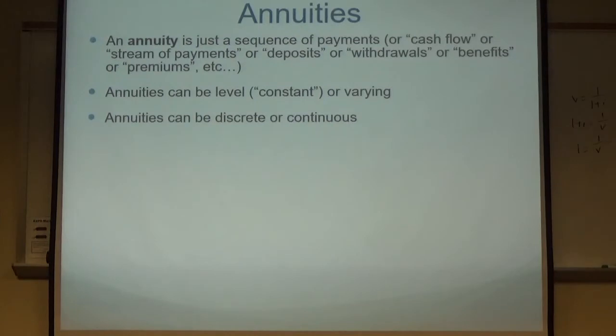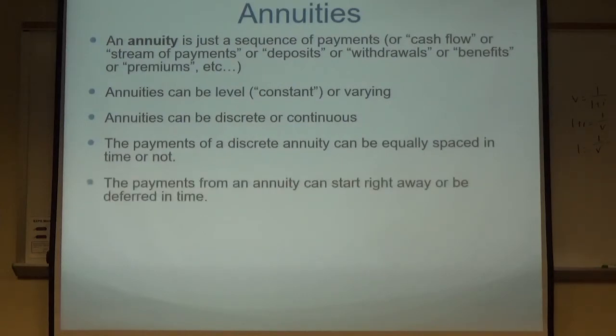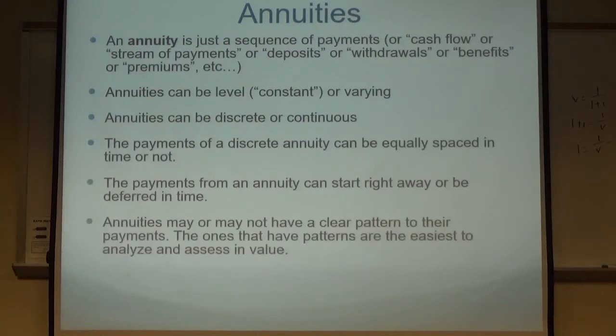It's a continuous model. The payments of a discrete annuity are commonly equally spaced in time, but they don't have to be. The payments can start right away, or they can be deferred, maybe by 1 year or 2 years, for example, before you get your first payment.